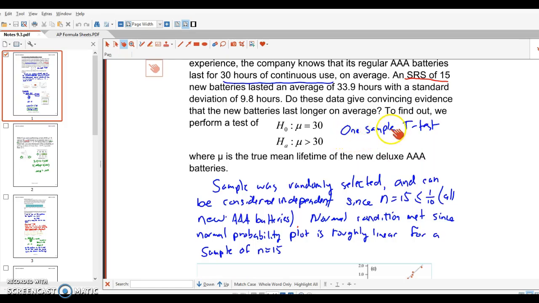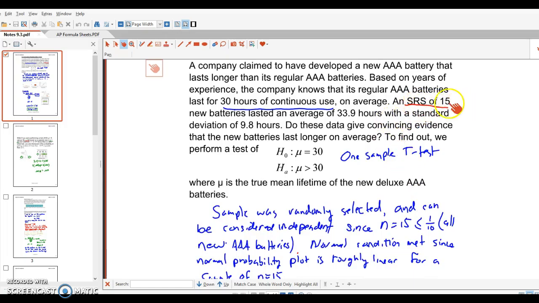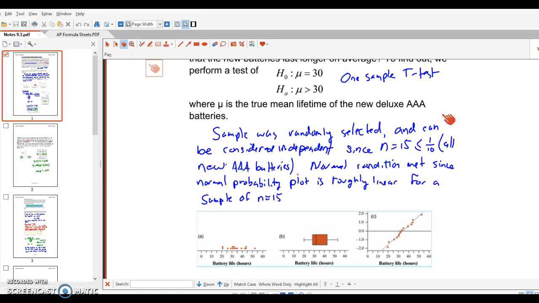For the plan step, we would want to say this is a one sample t-test. Once again, z if I was basing it on population deviation. The sample was randomly selected and can be considered independent since it's reasonable that 15 is less than 10% of all new AAA batteries. The normal condition is met based on a graph. So because we have a small sample size, we cannot use central limit theorem. If it was 30 or more as the sample size, we'd use the central limit theorem to say that the distribution of sample means should be normal, but it's not in this case.